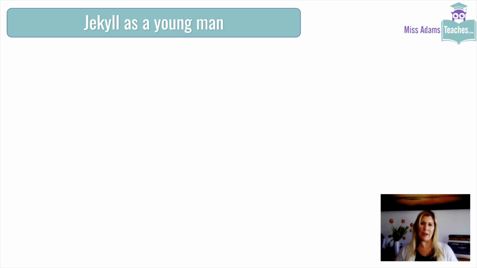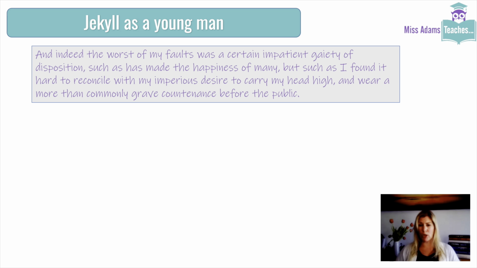If you get an essay on duality, the majority of your essay should be focused on Jekyll, his motivations, what he thinks about duality, because he talks about it openly. So let's start with his reflection of himself as a young man. This is right at the beginning of chapter 10, Jekyll's full statement of the case. He says, "Indeed, the worst of my faults was a certain impatient gaiety of disposition. And he found it hard to reconcile with my imperious desire to carry my head high and wear a more than commonly grave countenance before the public."